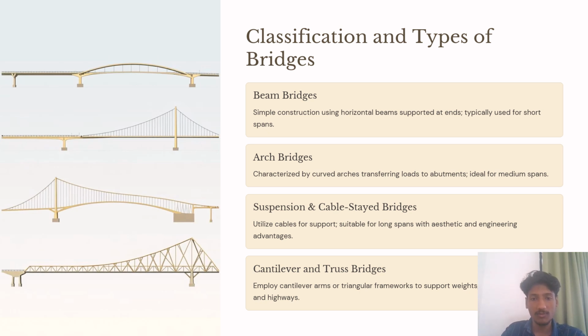The third is cable and suspension bridges, utilizing cables for support, suitable for long spans with aesthetic and engineering advantages. This type of bridge is most commonly seen in Mumbai, the Sea Link and other bridges. The fourth type is cantilever and truss bridges, employing cantilever arms and triangular frameworks to support weights, common in railways and highways.